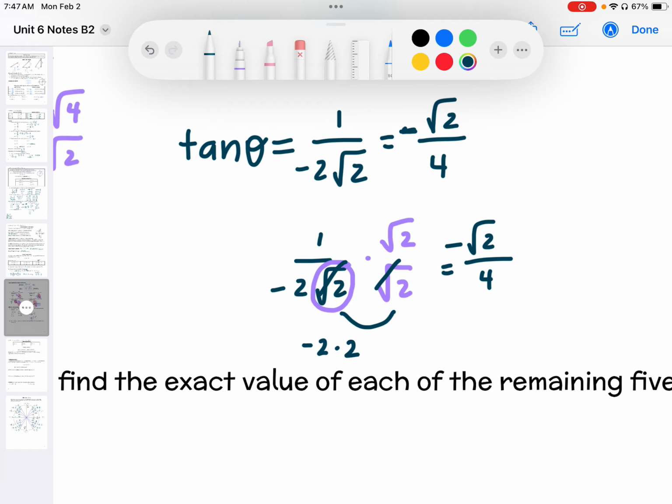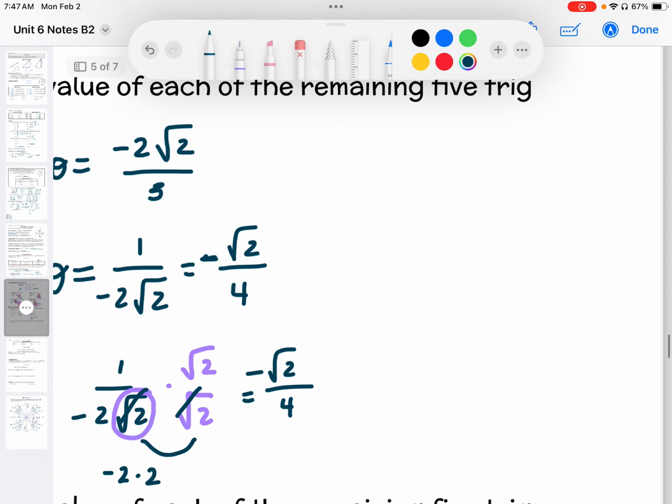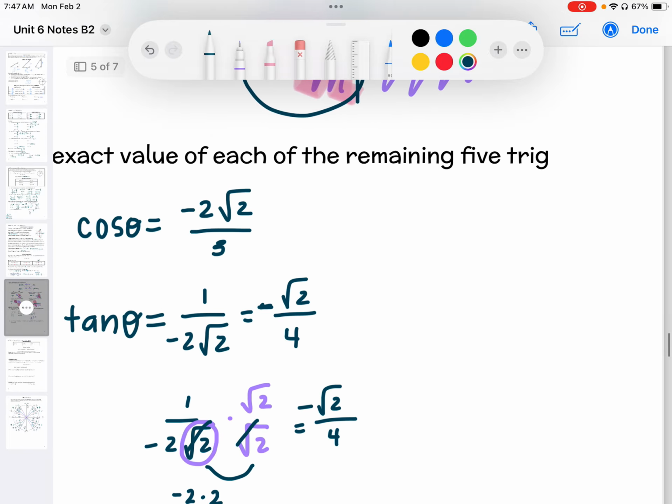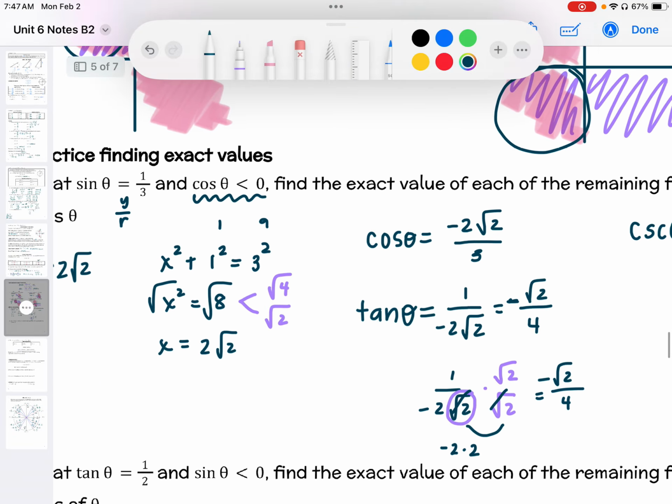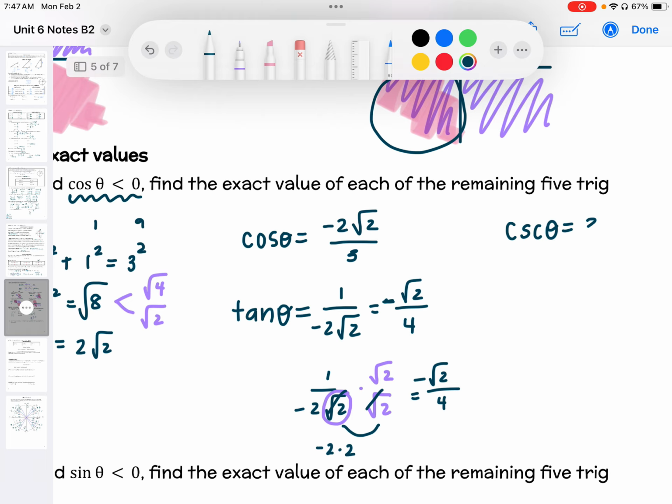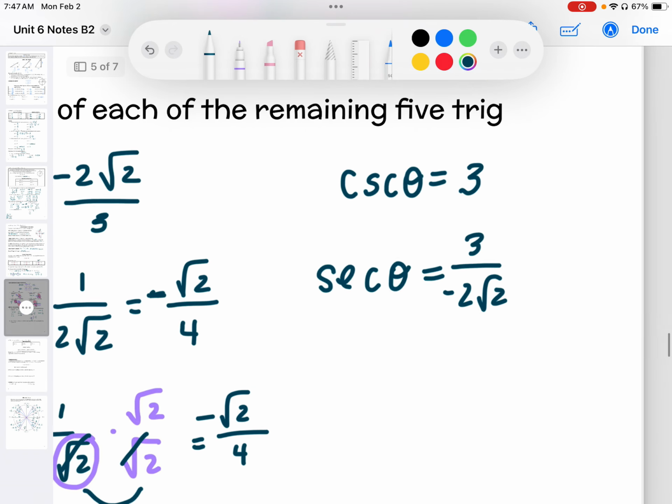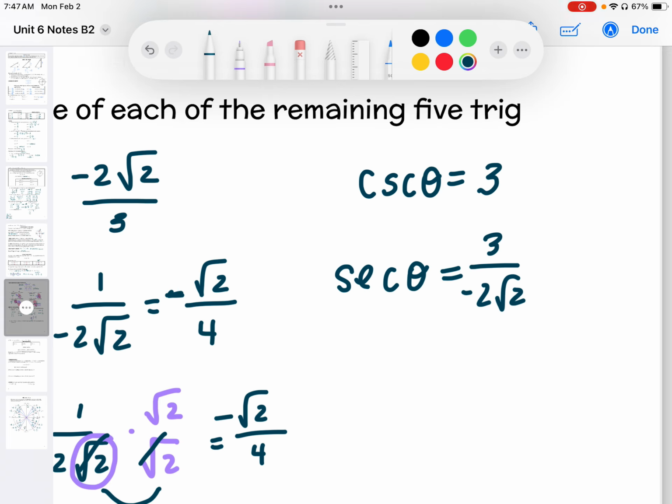All right, and then for the next one, we have cosecant of theta. Cosecant is the reciprocal of sine. We can just take our sine function, flip it over, which would just give me 3. Secant of theta is the reciprocal of cosine. So I'm going to flip that over, 3 over negative 2 root 2, and then I need to rationalize it. So multiply the top and bottom by square root 2, which would give me 3 square root 2 over, and I would just cancel the radicals, so I would have 2 times 2, which would give me 4.